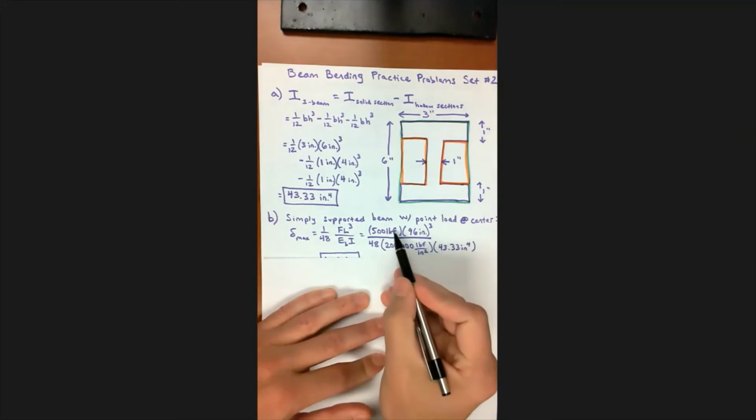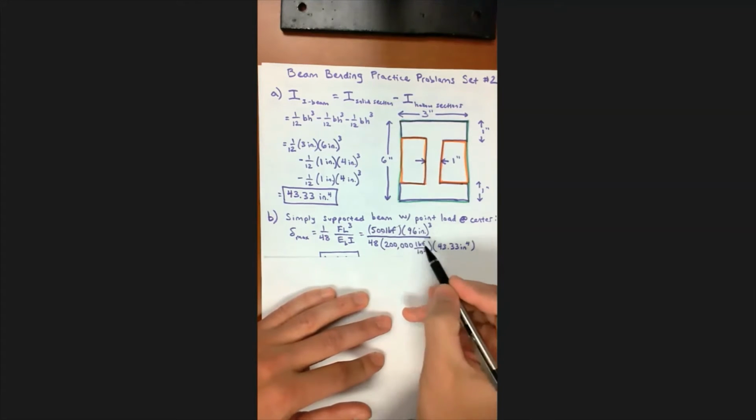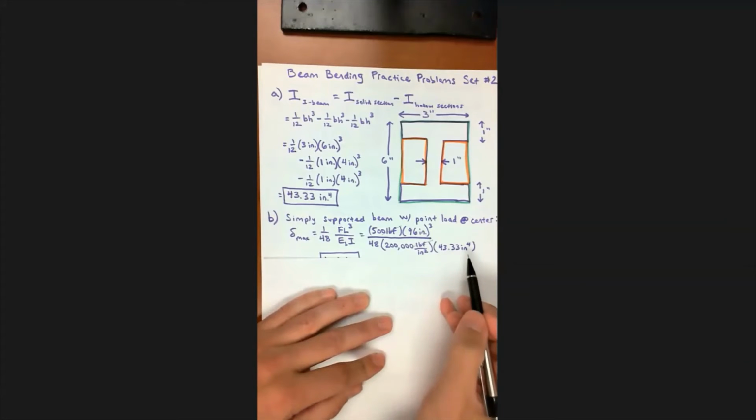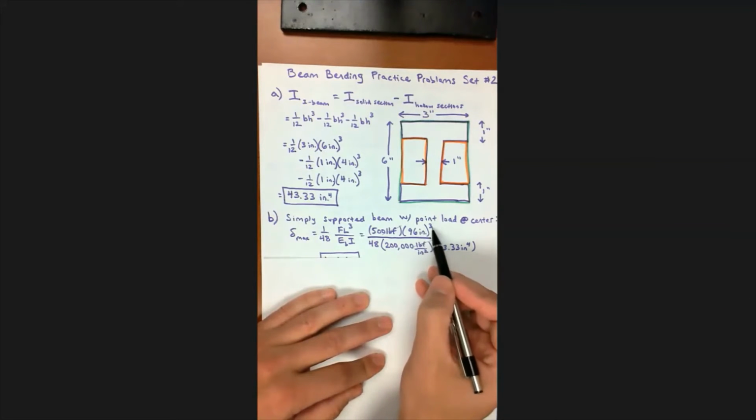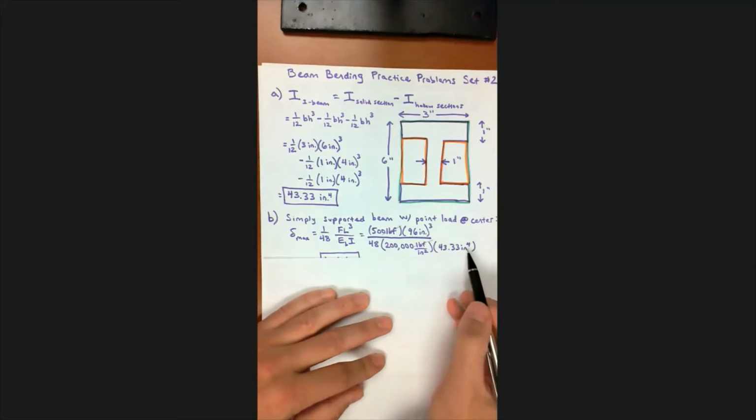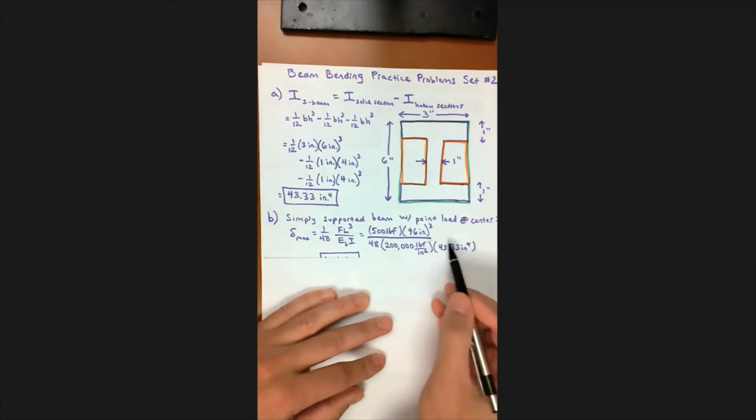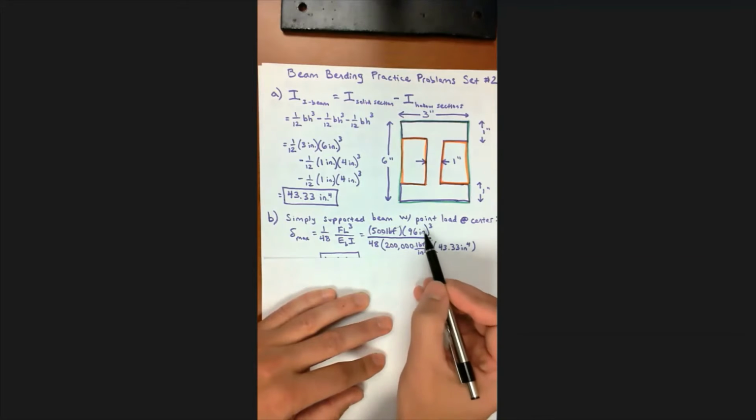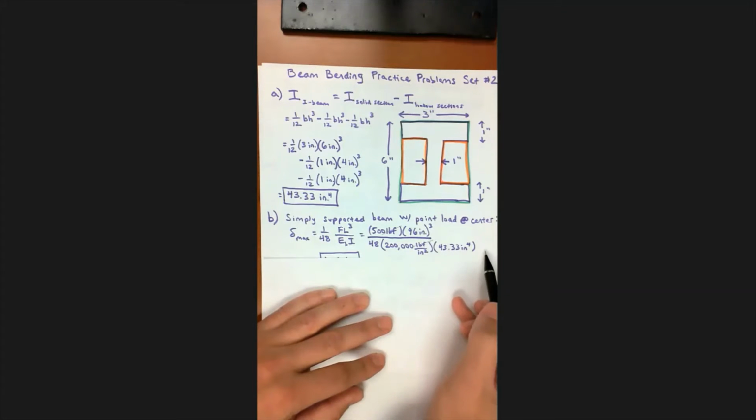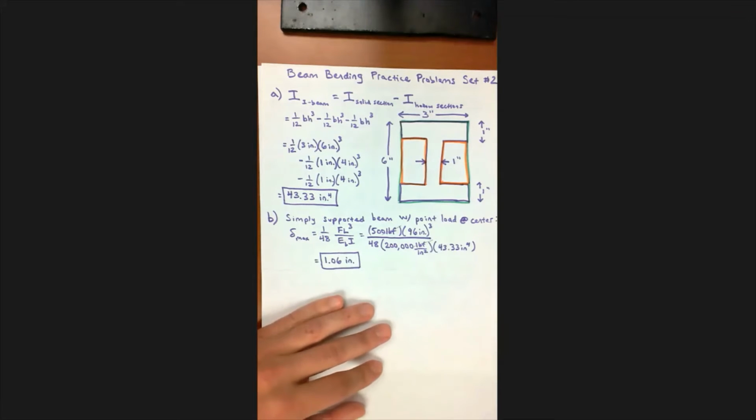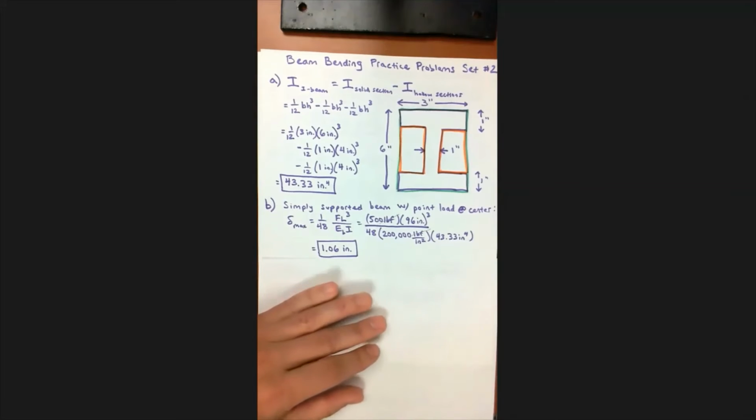In the numerator, we have pounds force. In the denominator, we have pounds force. So these cancel out. And in the numerator, we have inches cubed. And down here, what do we have? We have inches fourth divided by inches squared. So what we get in the denominator is inches squared. And we have inches cubed in the numerator. So inches cubed divided by inches squared gives us inches. And that's good because the question is, what's the deflection of the beam? And our answer is going to be in inches. So that's perfect. So you plug that in, cancel out the units, and you get 1.06 inches.